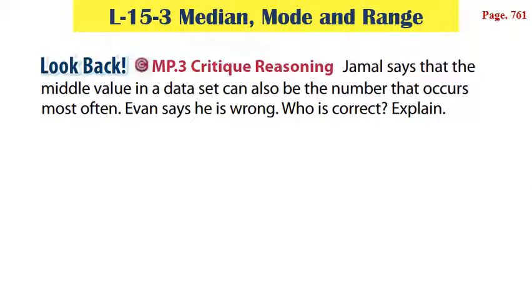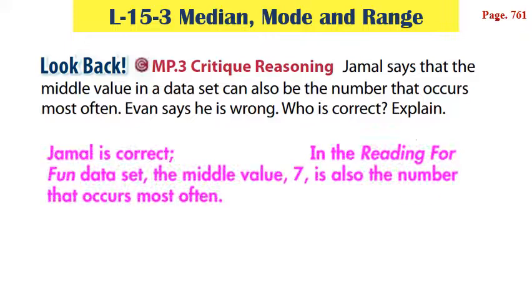Okay, dear students, now let's discuss the look back question. Jamal says that the middle value in a data set can also be the number that occurs most often. Evan says he is wrong. Who is correct? Explain. Very good. Jamal is correct, in the reading 7 is also the number that occurs most often. Is it clear, dear students?